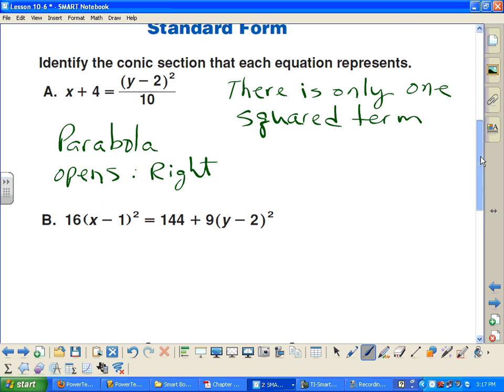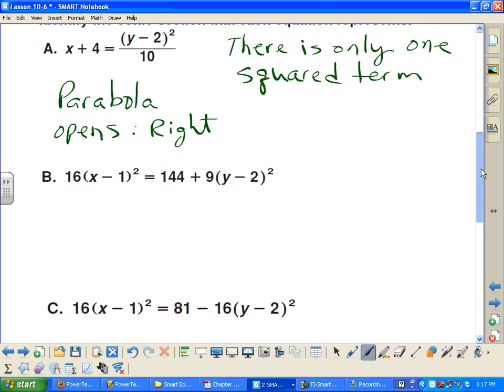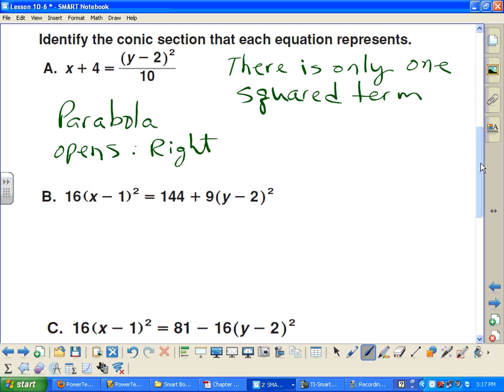Okay. So let's look at example 2. Now this one is not in standard form, so we need to get it in standard form. That means we need to get the x's and the y's on the same side, first of all. And then we're going to divide, well, we'll look at it a little bit after we get the x's and y's together. Sometimes we're going to divide, sometimes we won't. So let's take a look at this. First of all, we're going to get the x's and y's on the same side.